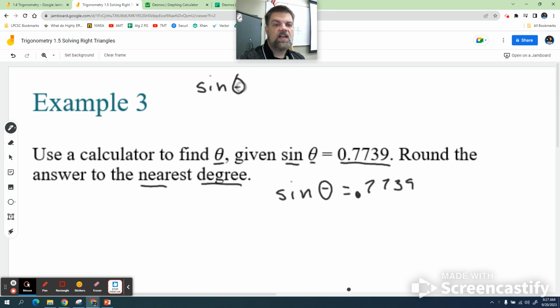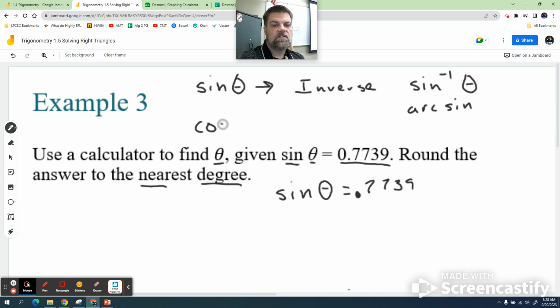So sine of theta has an inverse, and that inverse is sine inverse of theta. Sometimes you'll see it written as arc sine, and cosine has an inverse, and it's arc cosine.